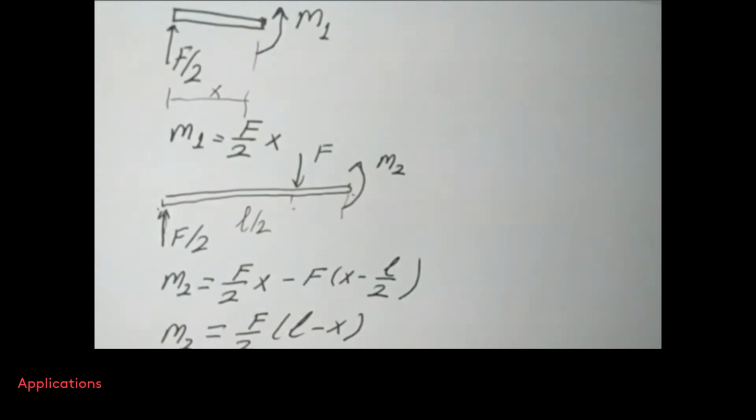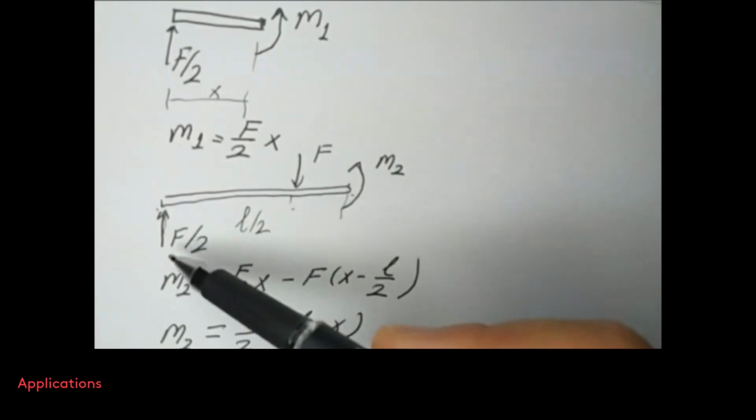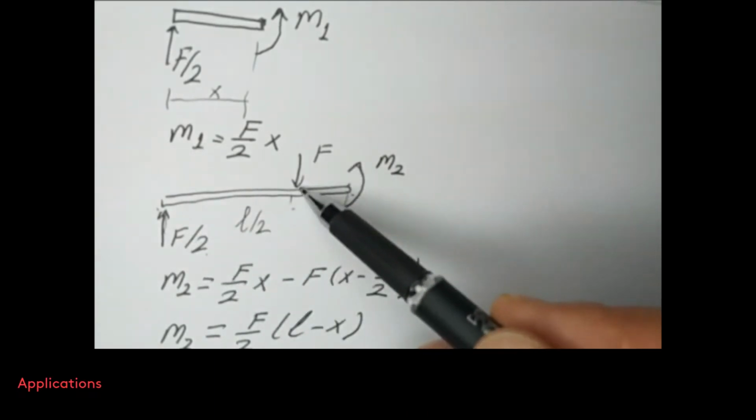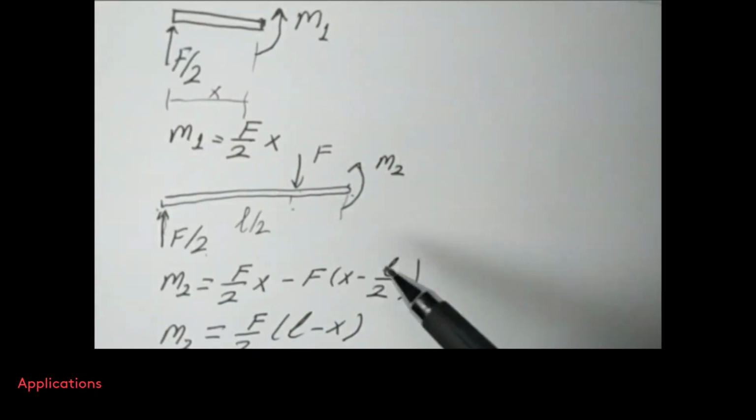So let me repeat it. I make the second cut here, so I put the F divided by 2. Here I have the F, I have the bending moment at the location of the cut. So I write the moment with respect to the cut. If this distance is x, this is F over 2 x minus F multiplied by x minus L over 2, and it simplifies to this expression.